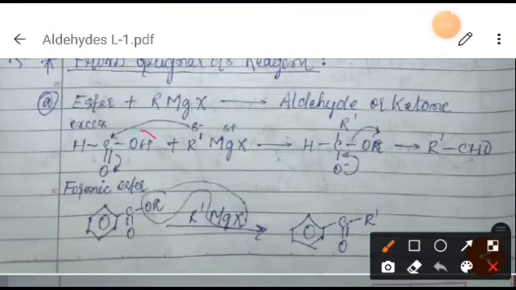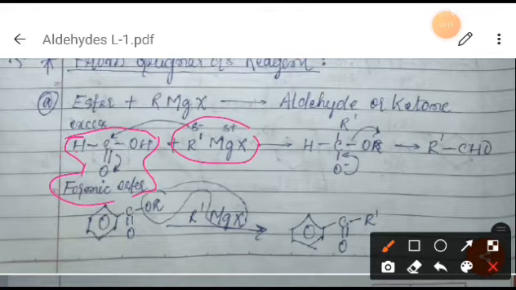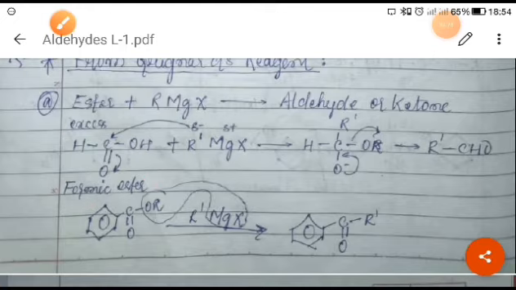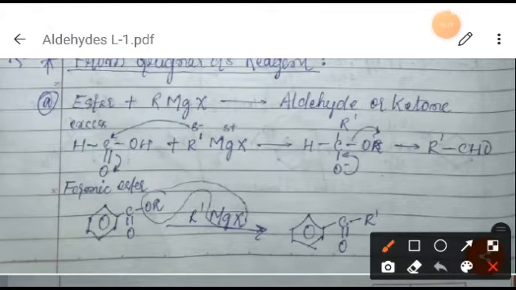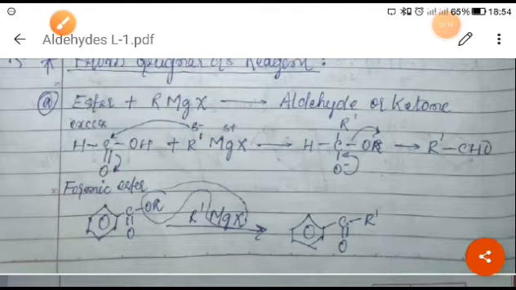Suppose we have taken here HCOOR, which is a formic ester. And we have taken here Grignard reagent. In Grignard reagent, you know that this part is the negative part and this part is the positive part, right? Between this carbon and this oxygen, the carbon will have a positive charge and the oxygen will have a negative charge, because oxygen is more electronegative than carbon.